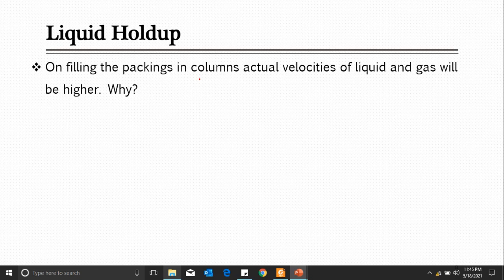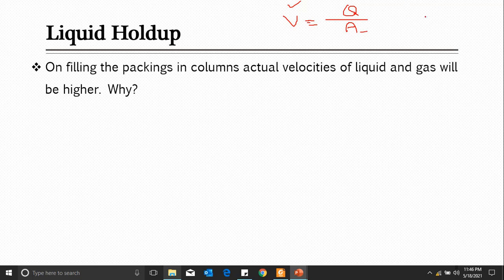So what do you think will be the effect on actual velocity if you fill the column with the packing, and the liquid starts passing through the column? Definitely the answer is that velocity will increase. The reason is, for example, we calculate the velocity as flow rate divided by the cross sectional area, or area for the flow. Initially there was nothing, only liquid was flowing, and we calculated some velocity, and that was called superficial velocity. Now when you introduce the packing inside the column, the flow area will reduce.